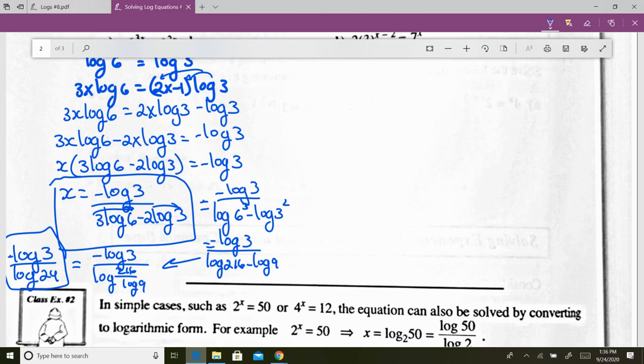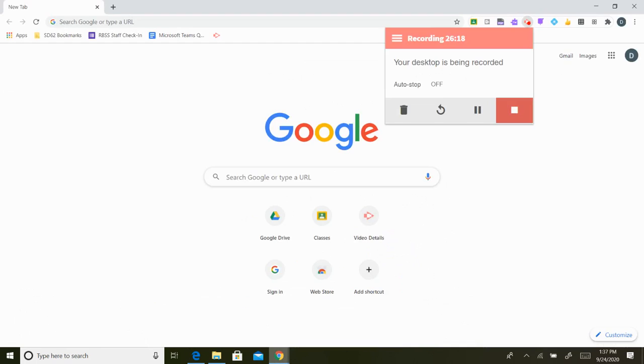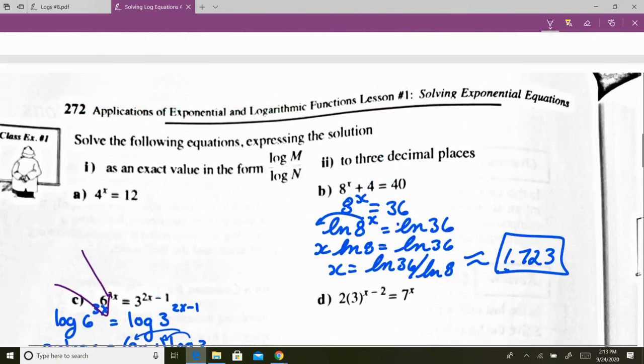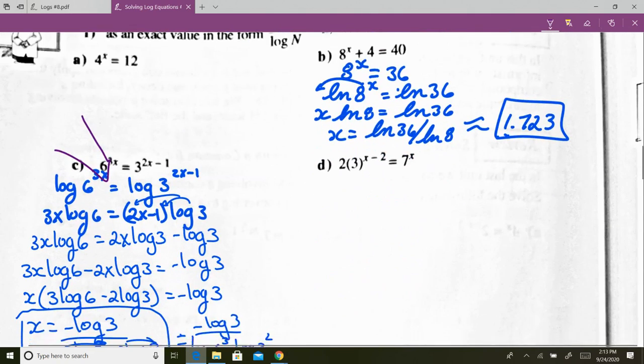Any questions? No? All right, I would like you to do number 1C and number 3, please. Okay, I don't know what page this is. What page is this? 272. All right.